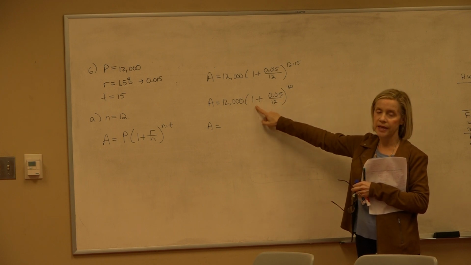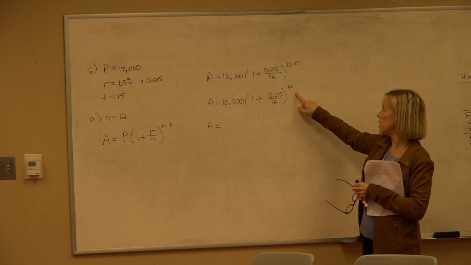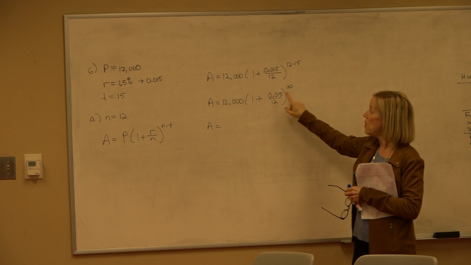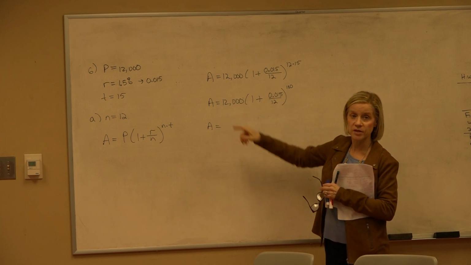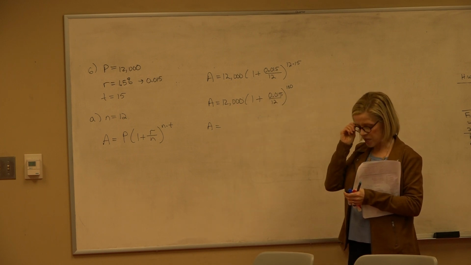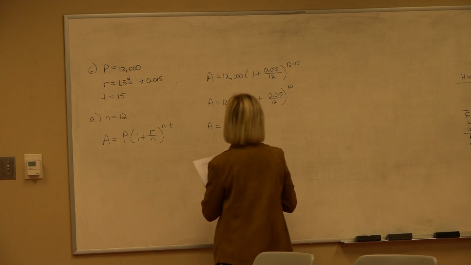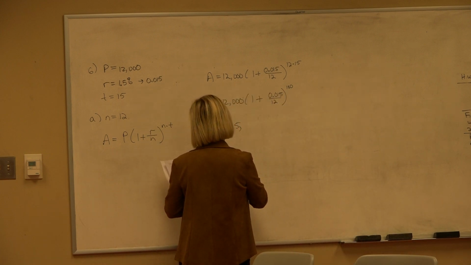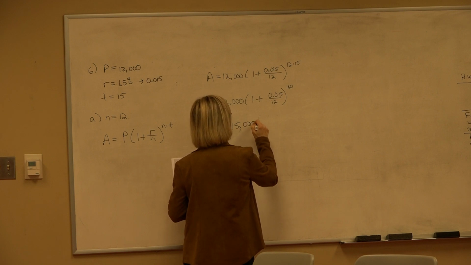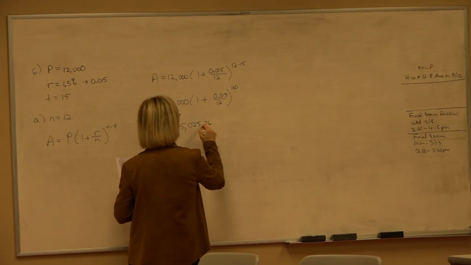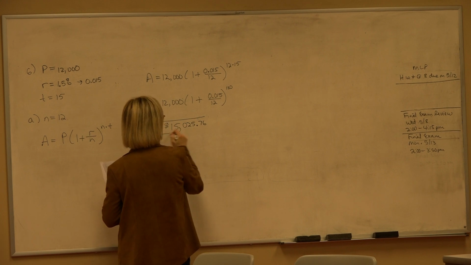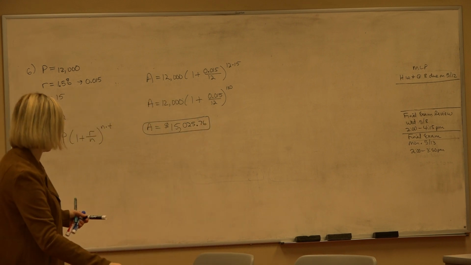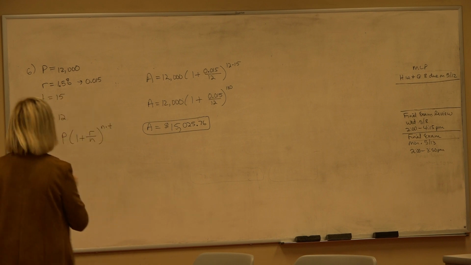Add 1, hit equals. Use the power key, raise that to the power 180, hit equals. Multiply that result times $12,000. And so that's going to turn into $15,025.76, rounding to the nearest cent, since it's money. So that was worth, A was worth 4 points, 6A.